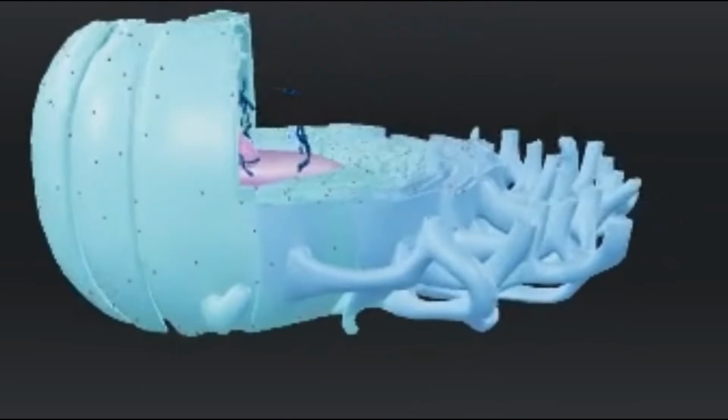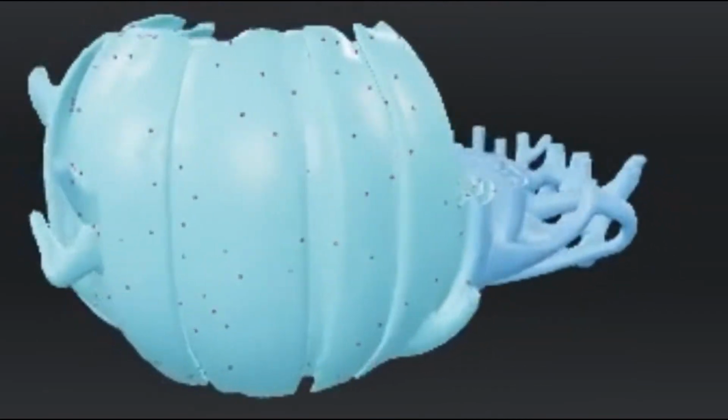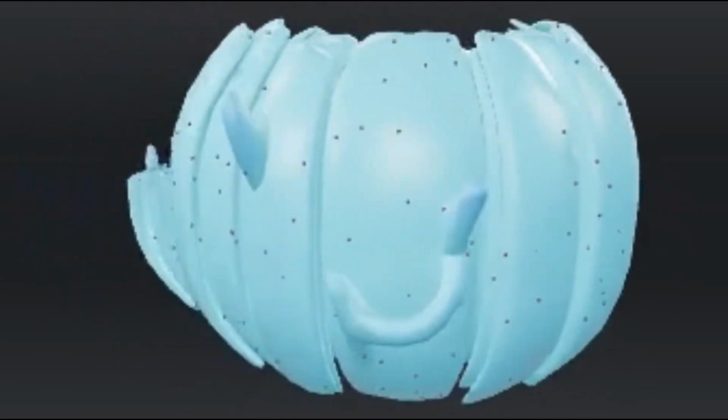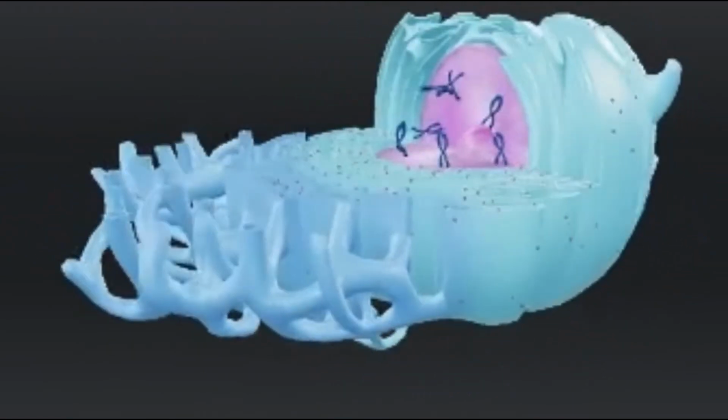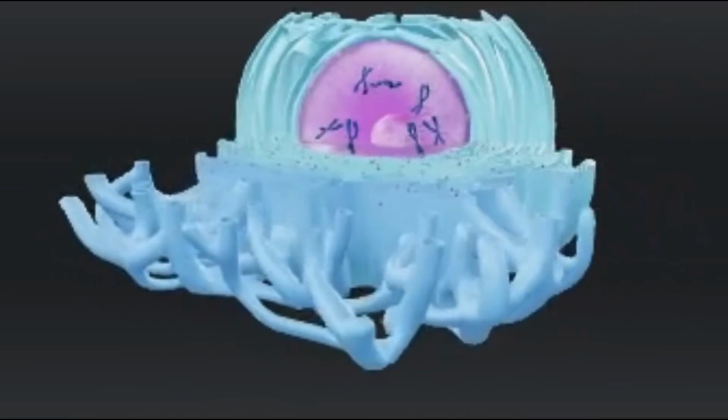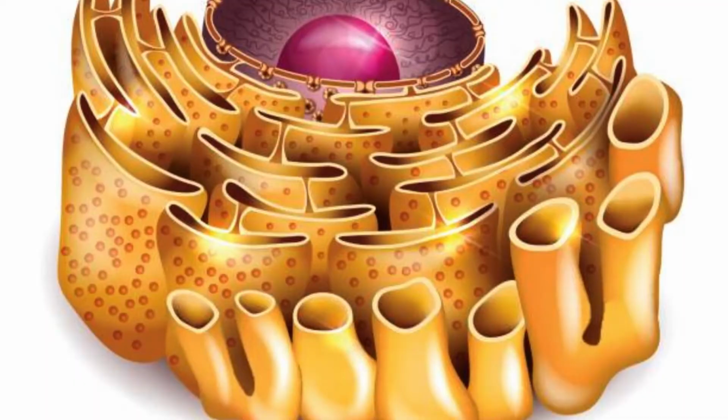Smooth endoplasmic reticulum does not contain ribosomes. It produces fats, lipids, and chromosomes. Detoxification also takes place here.